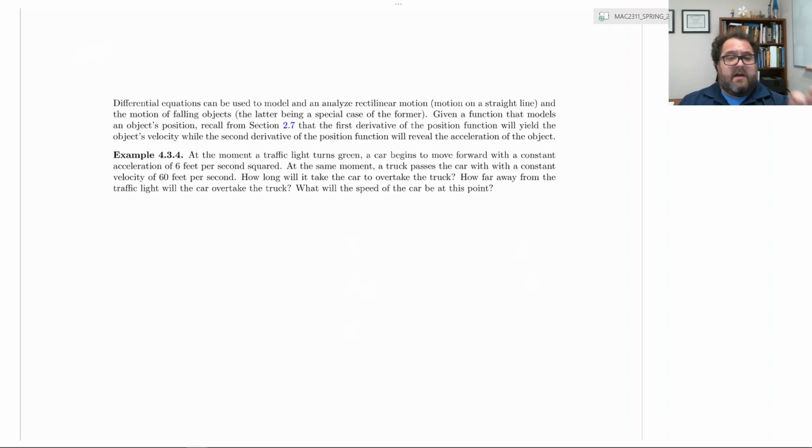At the moment a traffic light turns green, a car begins to move forward with a constant acceleration of 6 feet per second squared. Okay, so let's see here. At the traffic light it starts to move forward with an acceleration of 6 feet per second. So we can say A of t is 6 feet per second squared. Okay, this is the car.